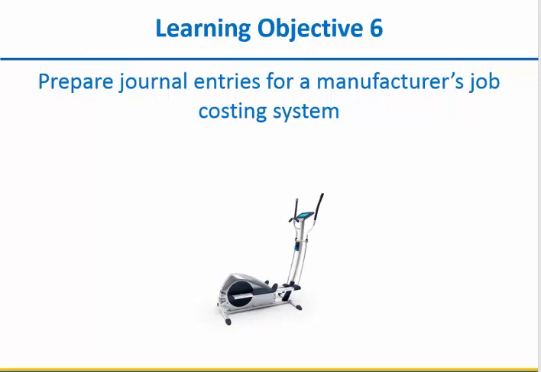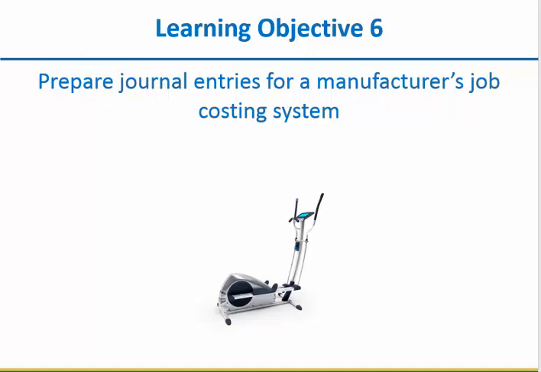Alright, so learning objective 6 talks about journal entries for a manufacturer's job costing system. You may say, well, this is managerial accounting, cost accounting, why should I do the financial statements or maybe journal entries? Well, the thing is, if you're a cost accountant, you have to know the process so that you can extract useful data, especially about a cost, so that you can complete a cost analysis report.